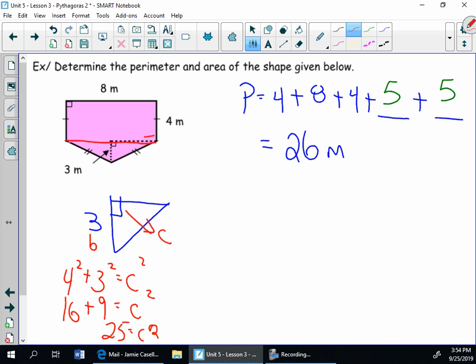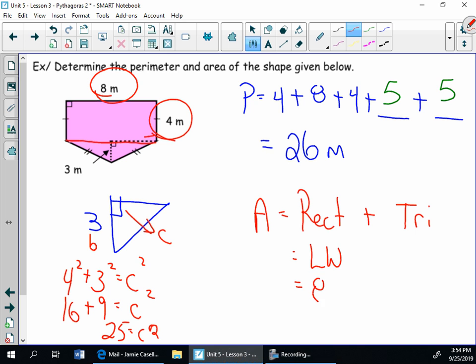So if I want to find the area of this shape, I actually need two things. I need the rectangle plus the triangle. The formula for a rectangle is length times width. How long is it? It's 8. How wide is it? It's 4. The rectangle is 32. Area for a triangle is base times height divided by 2.